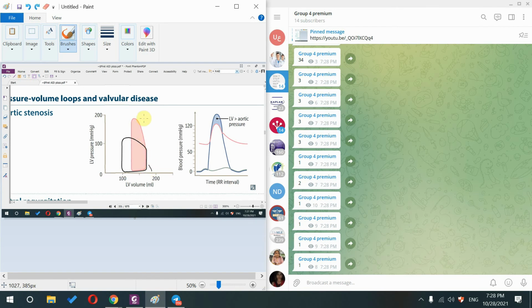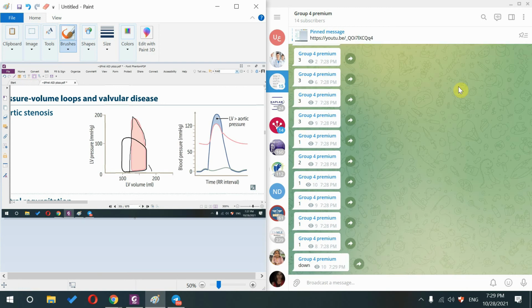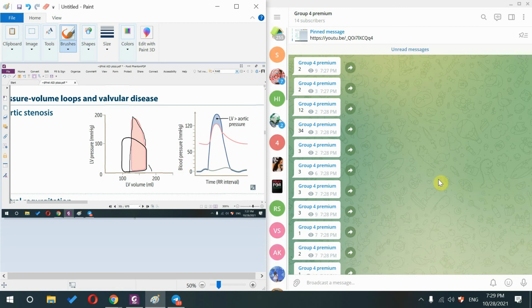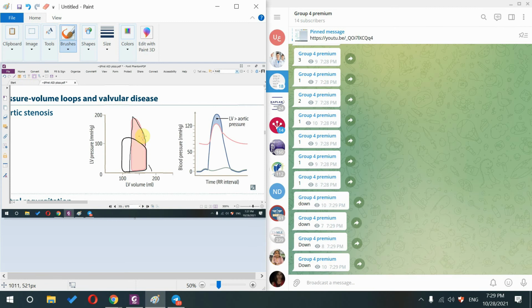Okay, so now let's go to the pathological one. So here is 1, here comes, so it's somewhere right here, the actual ejection. Like this, and this goes like this. Can someone tell me what will happen to the stroke volume? Up or down? Good, it's down. Can someone tell me please what happens to the left ventricular end-diastolic pressure?